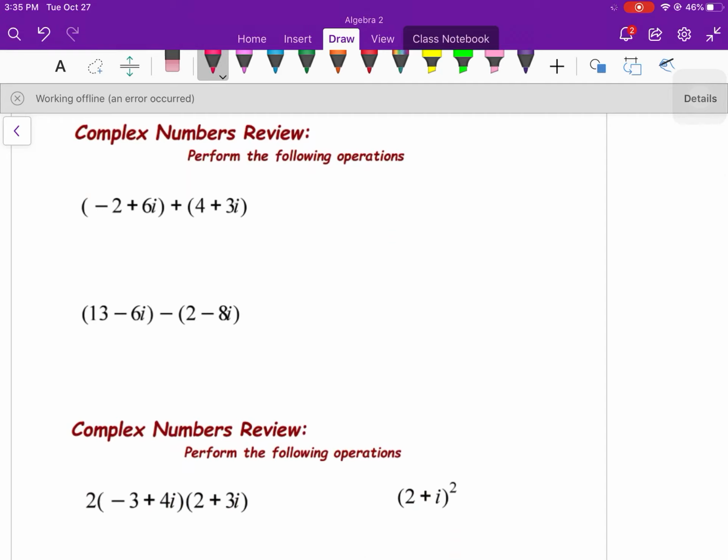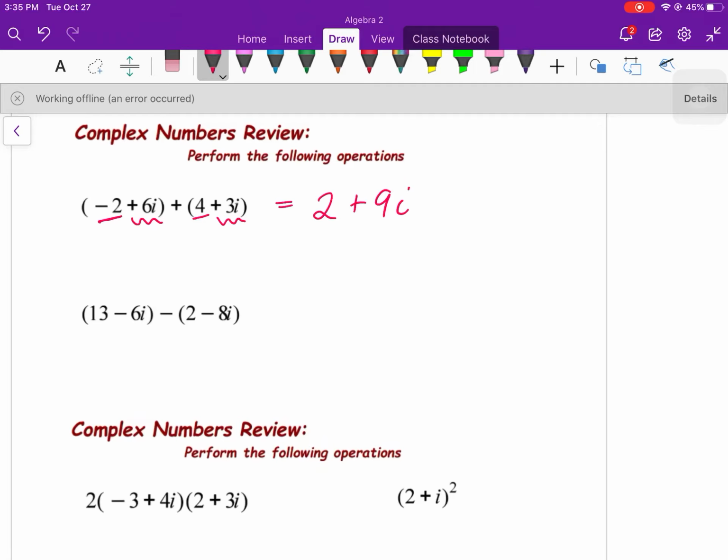So Unit 3 review, we started with complex numbers. So adding complex numbers, all you need to do is combine like terms. So like -2 and 4 is 2, and 6i and 3i is 9i. So adding complex numbers, you just combine like terms, write it in standard form, so the real part first and then the imaginary part.